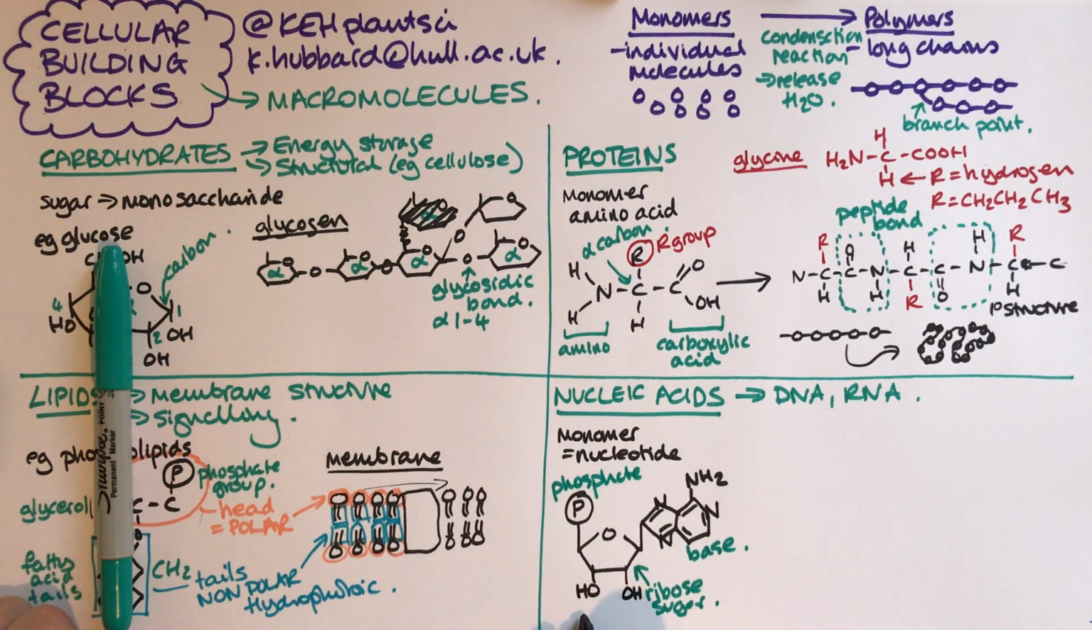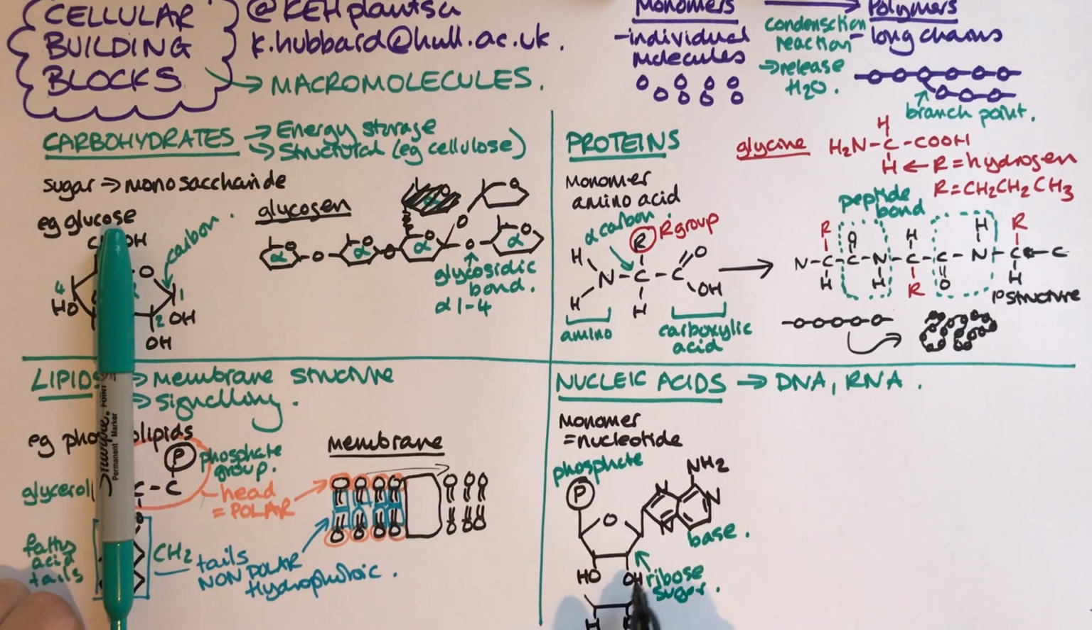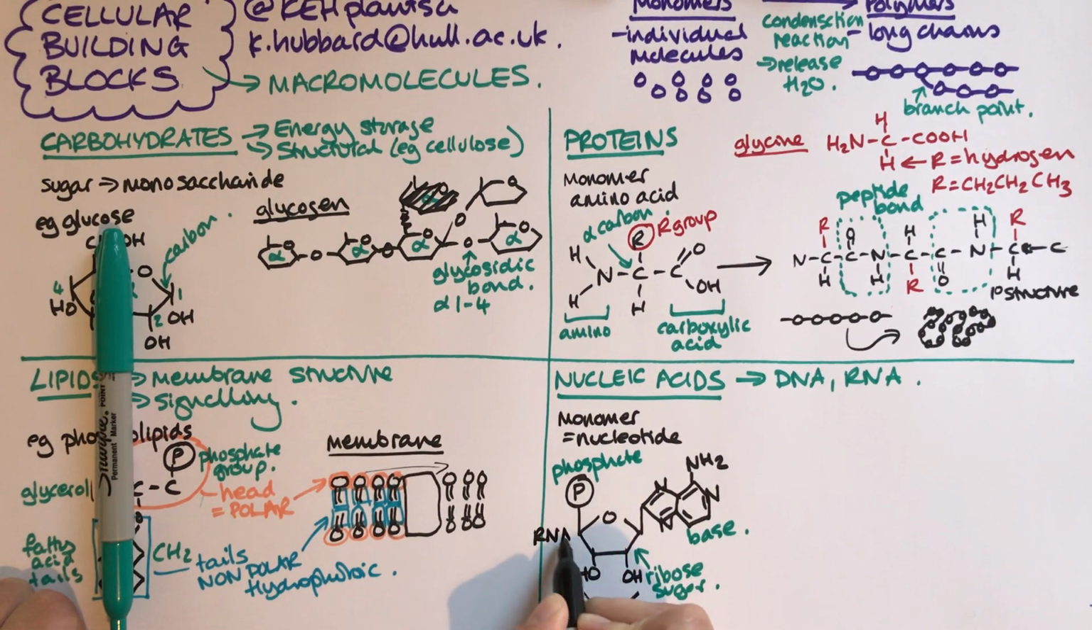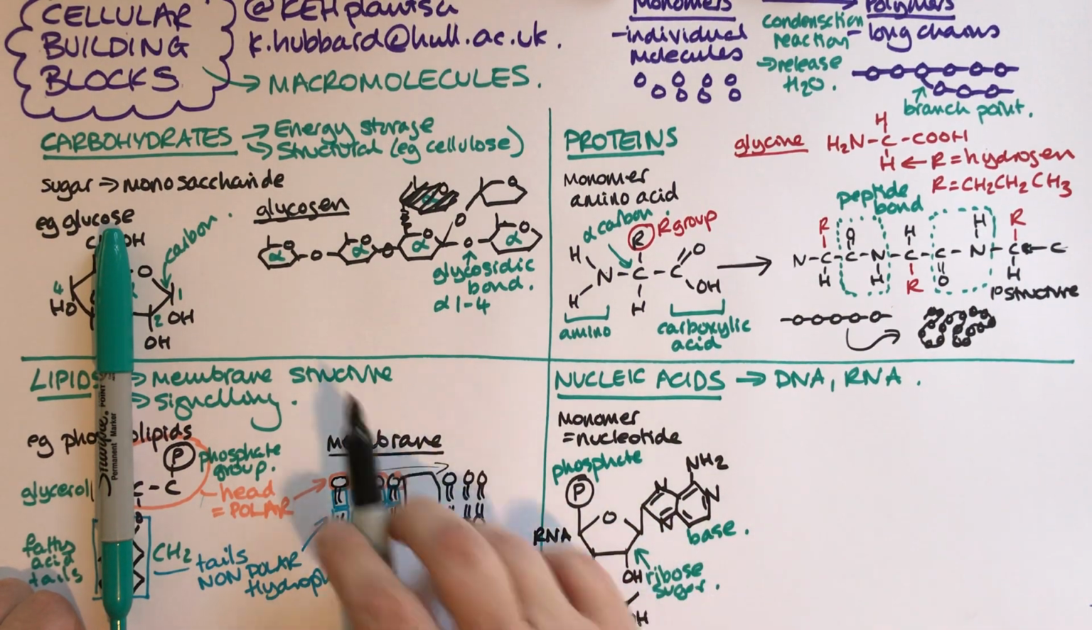If it's in DNA, then it will have an OH there and just an H on the corner there. Okay, so this is for RNA, this is for DNA. So it's a slightly different sugar there. But the most important thing is we've got the sugar, we've got the phosphate, and we've got a base.